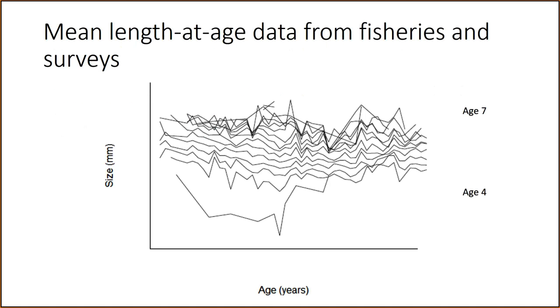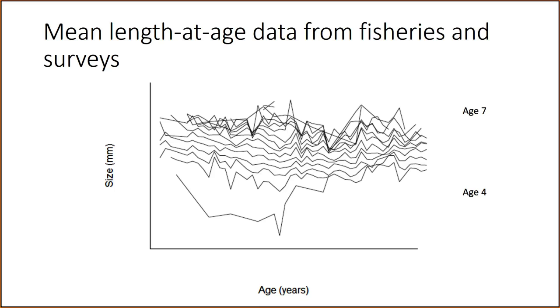So what I ended up doing was using mean length at age data from fisheries and scientific surveys. And so this is the same axes, but instead here you have, this should say years, not age, sorry. So the x-axis is still time, but now we're talking about years of the time series. And the y-axis is size. But in this case, each line is its own age.